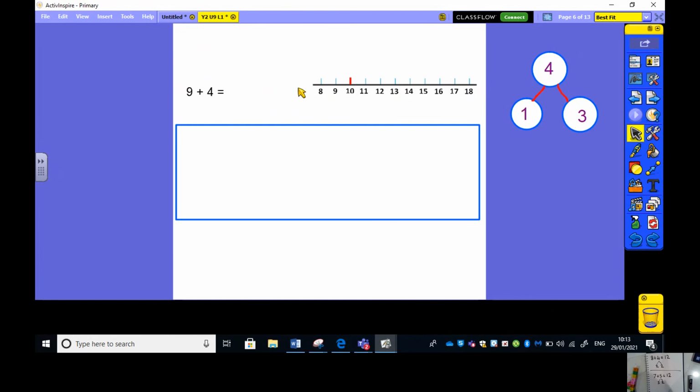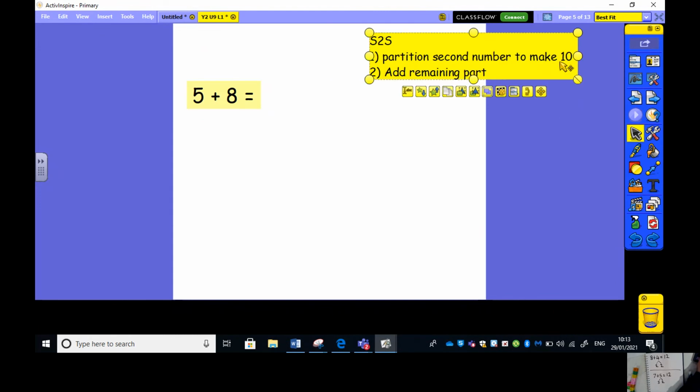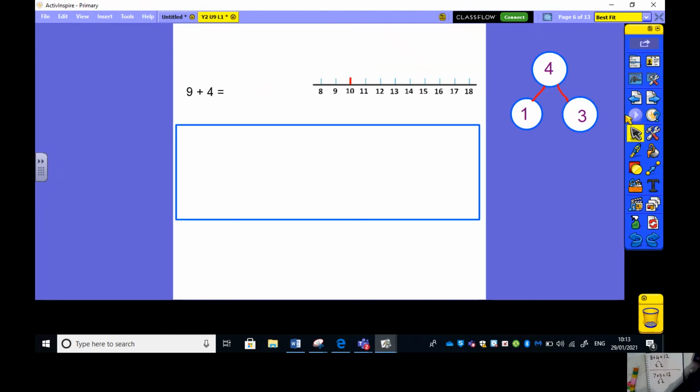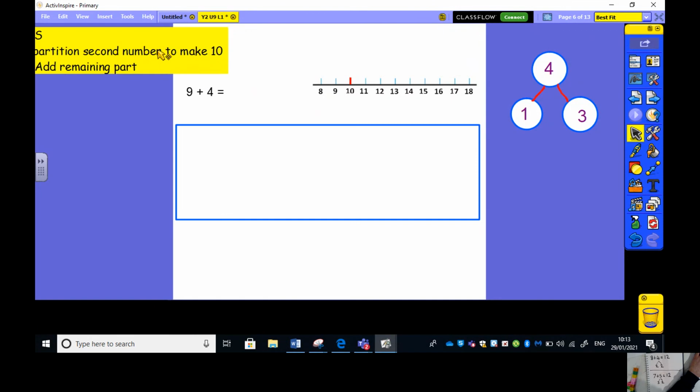Well done. I partitioned 4 into 1 and 3 because we know the first step is to always make 10. Let me go and add that in here, actually. That should be on there. I need to partition the second number to make 10. Well, what do I need to add to 9 to make 10? I need to add 1. So I partition 1 out of the 4, and I still have 3 here.